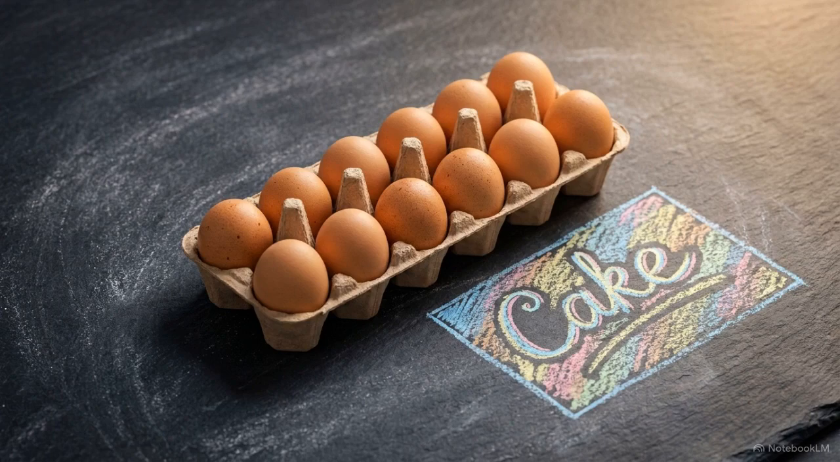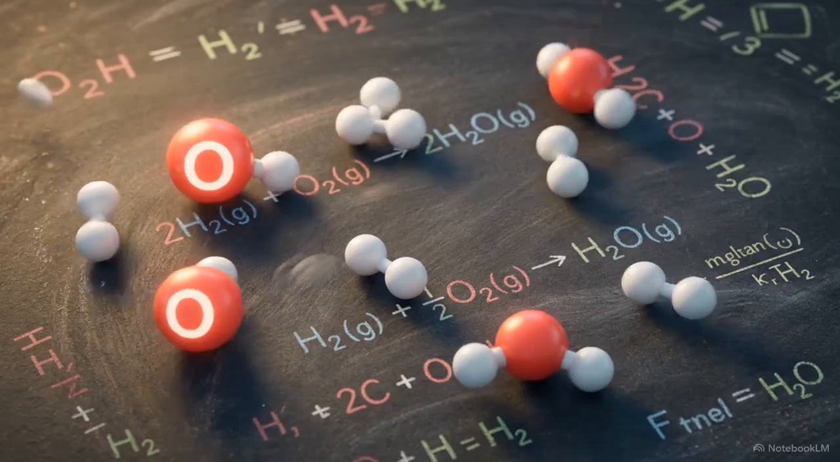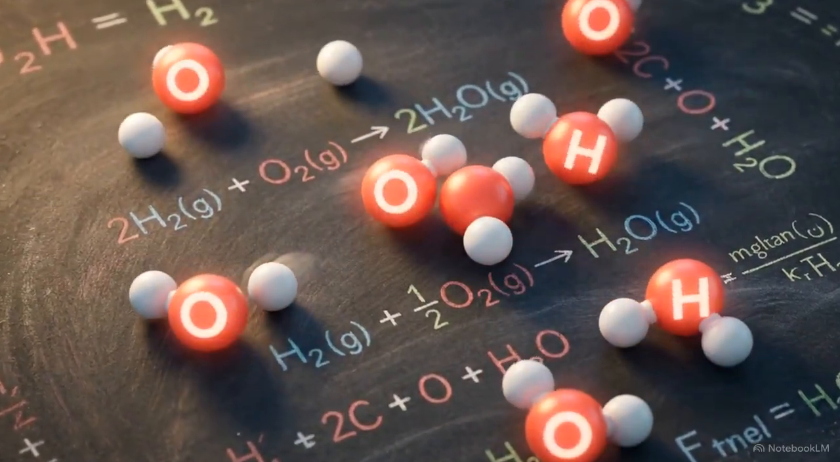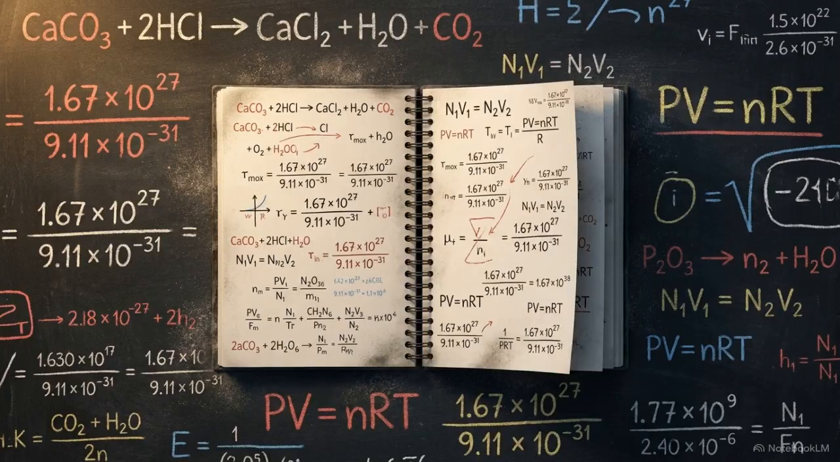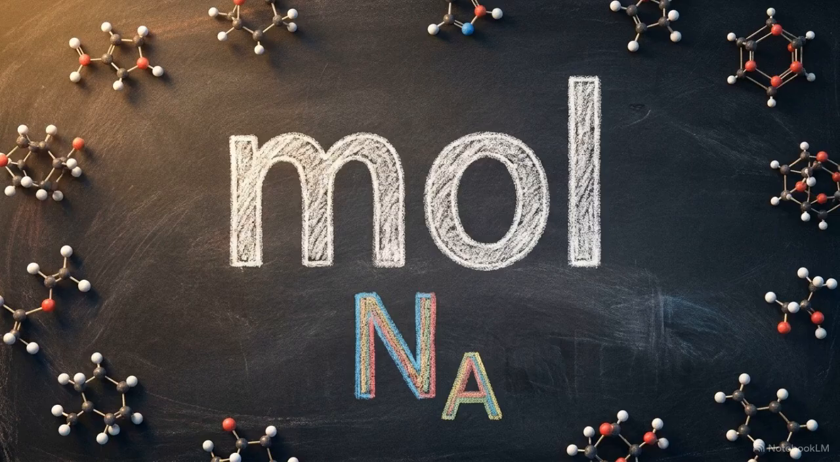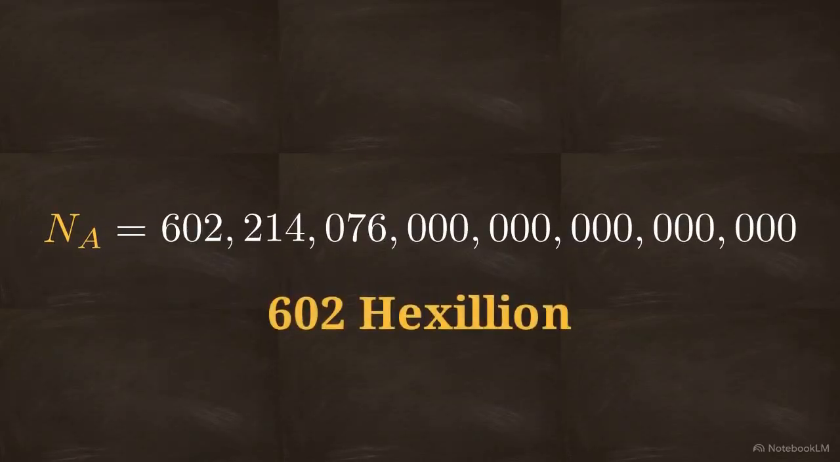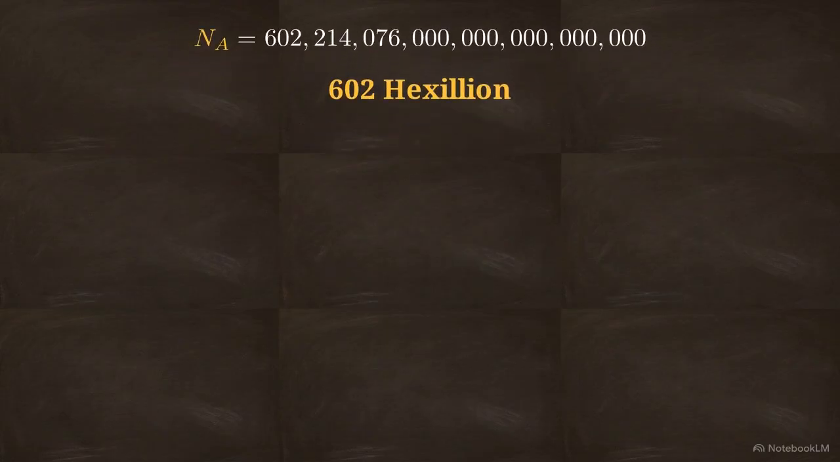If you want to bake a cake, you might buy a dozen eggs. But if you want to make a single molecule of water, you need exactly 2 hydrogen atoms for every 1 oxygen atom. Chemists use their own grouping word to manage these ratios on a massive scale. It is called a mole, and instead of 12, it represents a quantity known as Avogadro's number. That number is 6.022 times 10 to the 23rd, or roughly 602 hexillion.